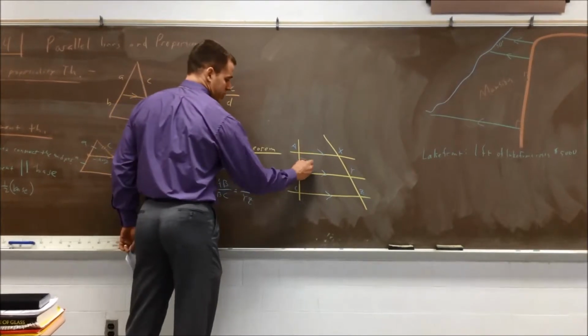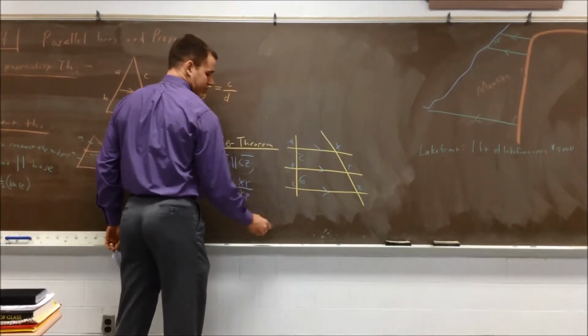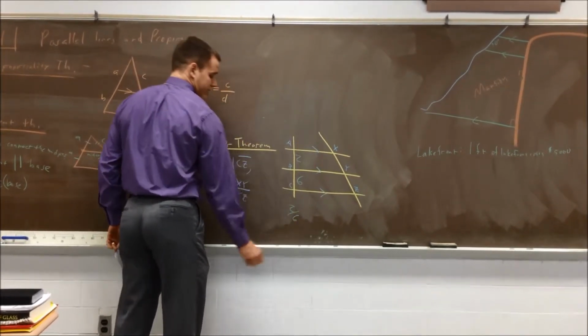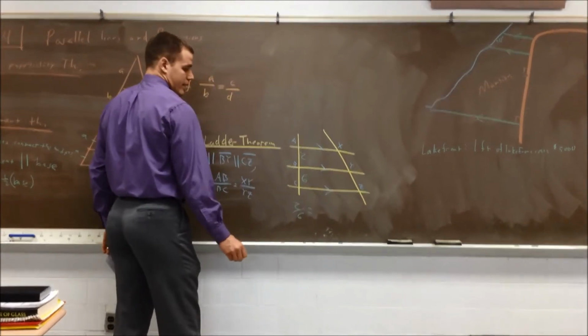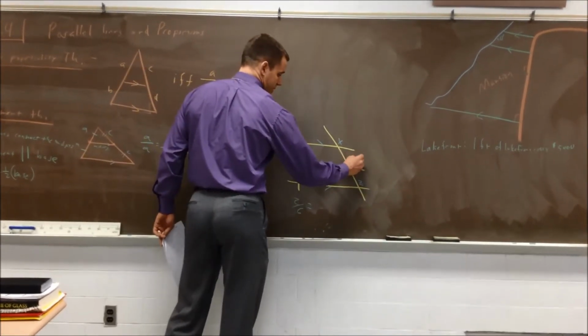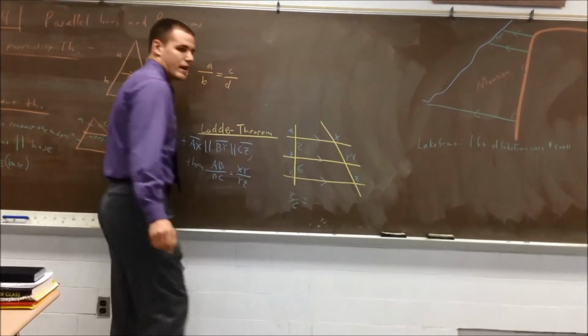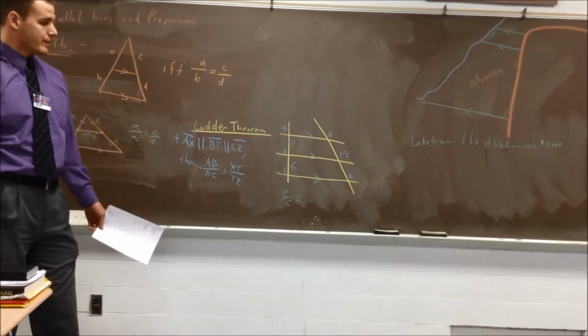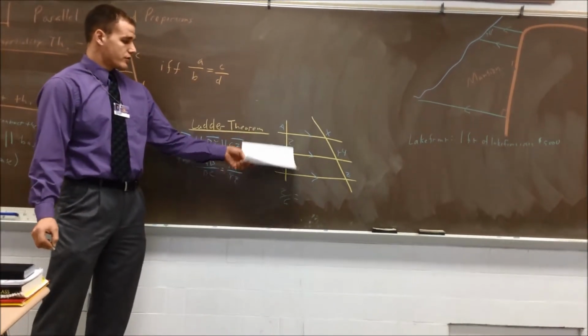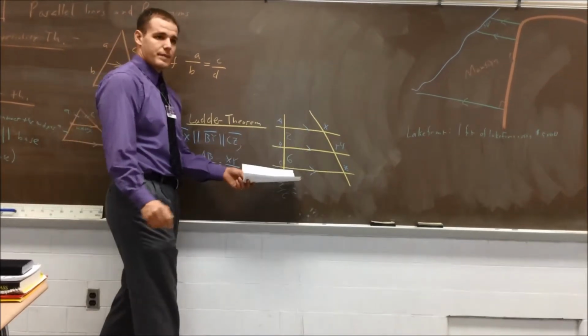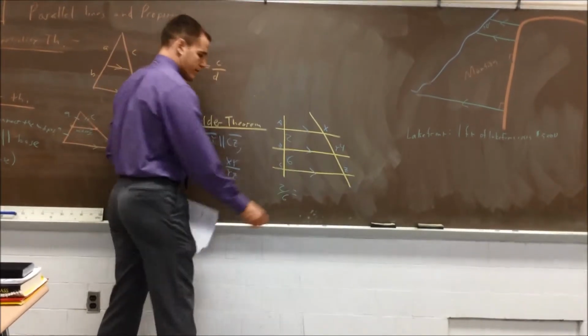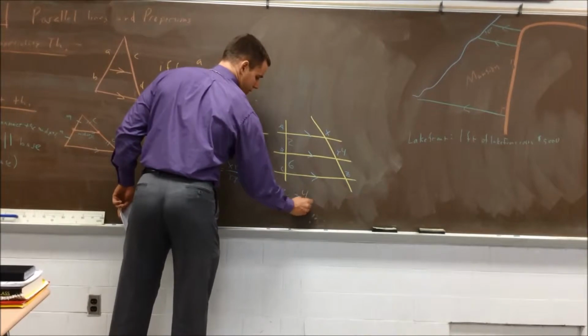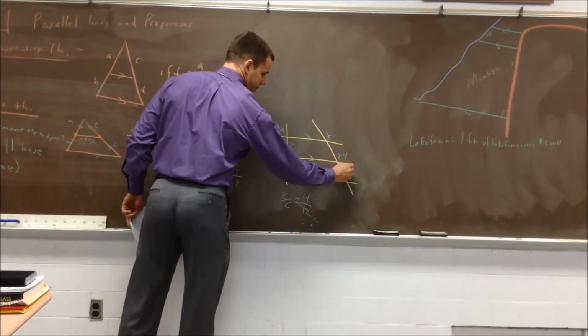So if this is 2 and this is 6, 2 over 6 is equal to, and this is 4, what would that number have to be? 12. Yes, multiply this by 3, right? We're going to multiply that by 3. Good. 4 over 12.